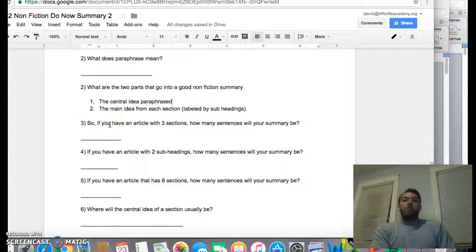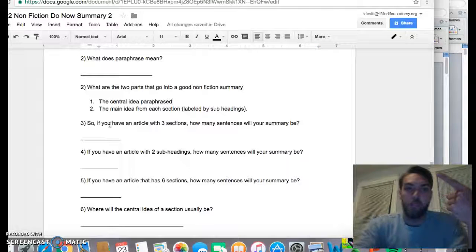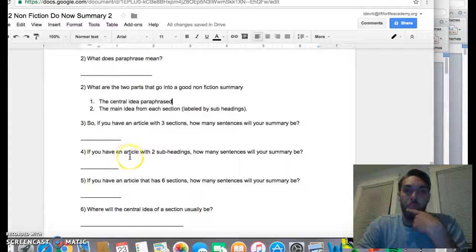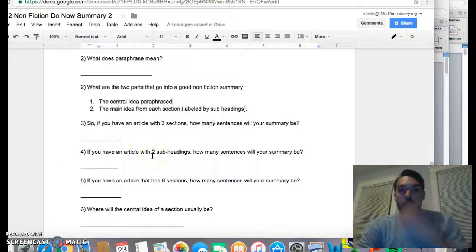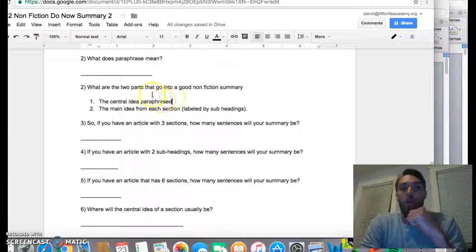So number 3. If you have an article with 3 sections, how many sentences will your summary be? Well, we know first we need our overall central idea, and then we have 3 sections, so the answer is 4 sentences. Number 4, if you have an article with 2 subheadings, how many sentences will your summary be? Again, step 1, the central idea, overall paraphrase, so that's our first sentence, and then we have 2 other sections, so we do 1 for that, 1 for the second, so it's a total of 3.